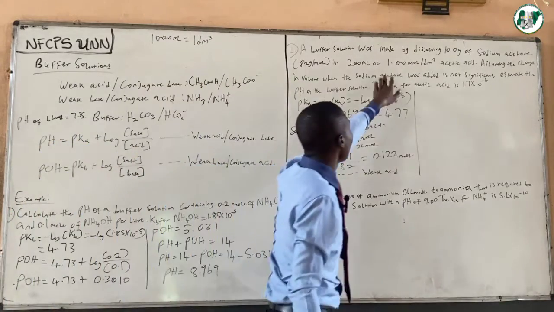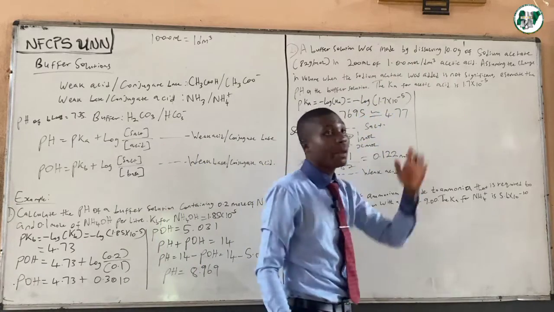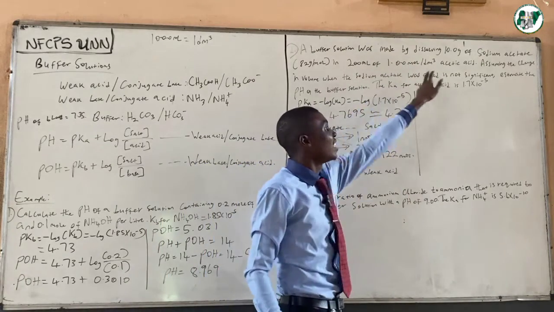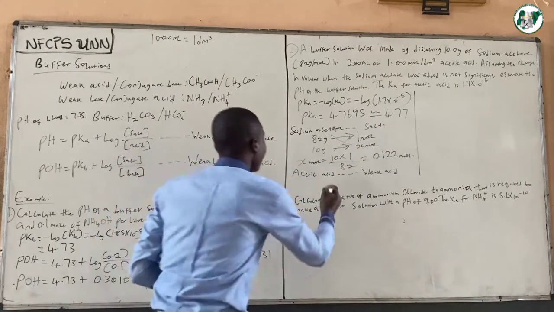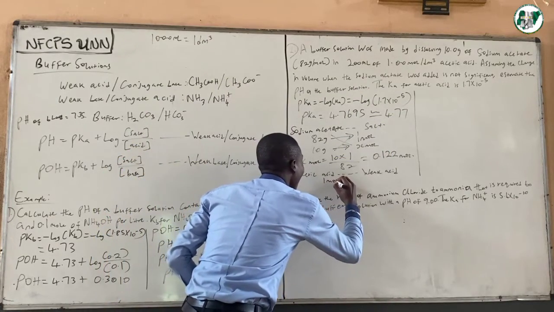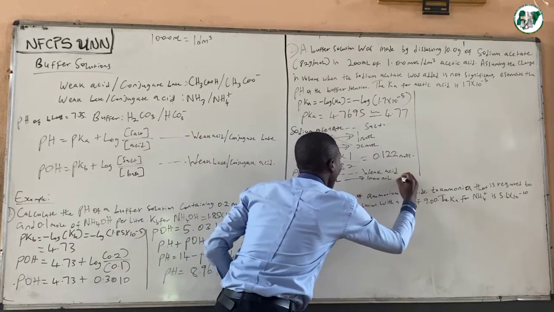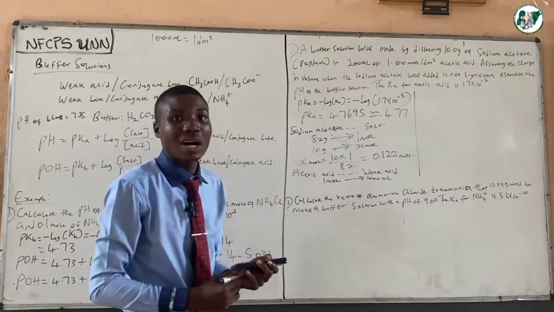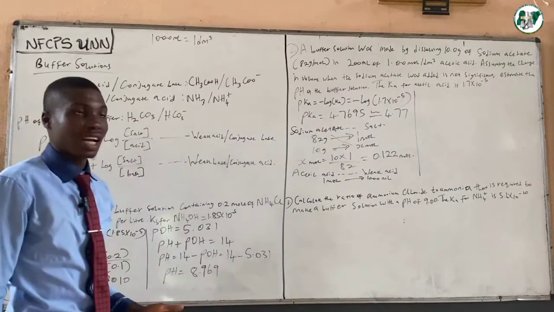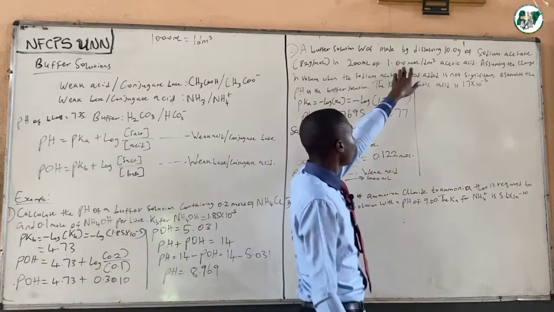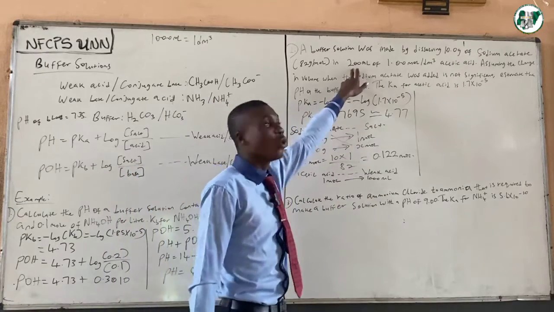And when it says 200 ml of 1 mole per dm cube, 1 mole per dm cube simply means that 1 mole is present in 1000 ml of acetic acid. Why did I say 1000 ml? Because we are aware that 1 dm cube is equivalent to 1000 ml. But then it is not 1000 ml that was used. What was used was 200 ml.